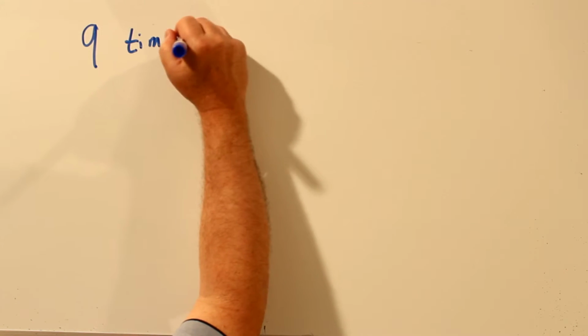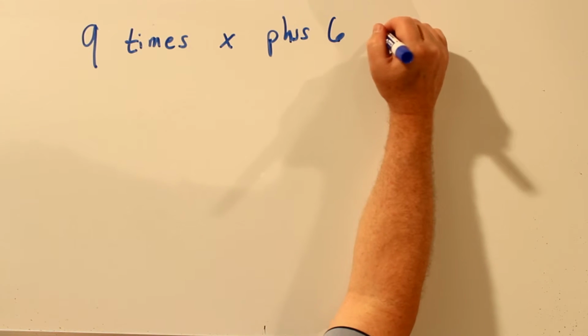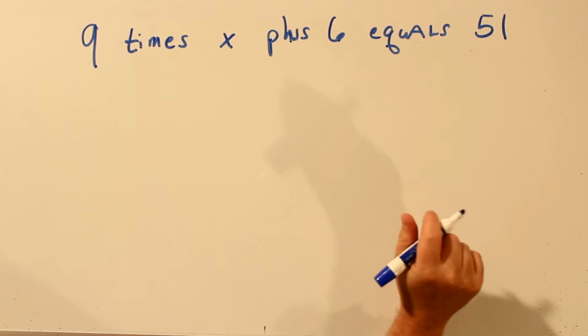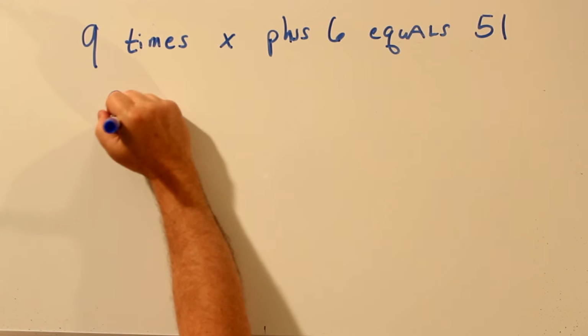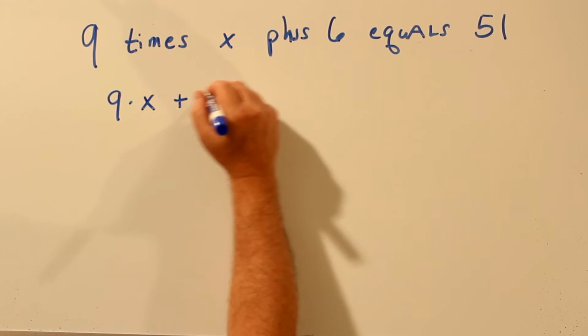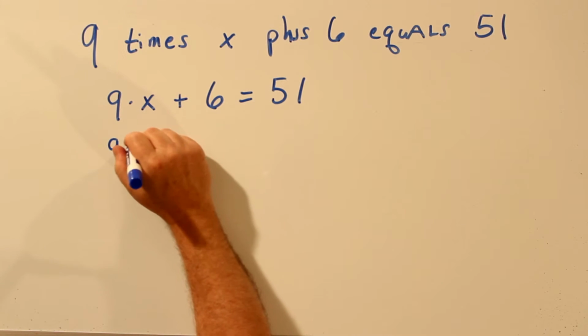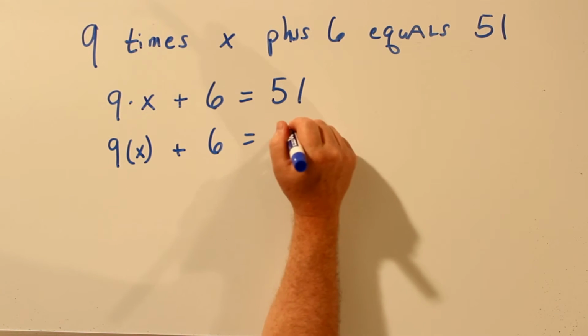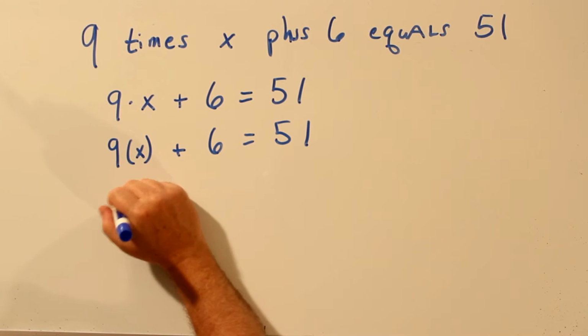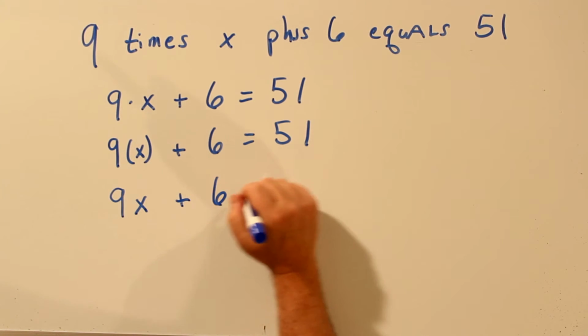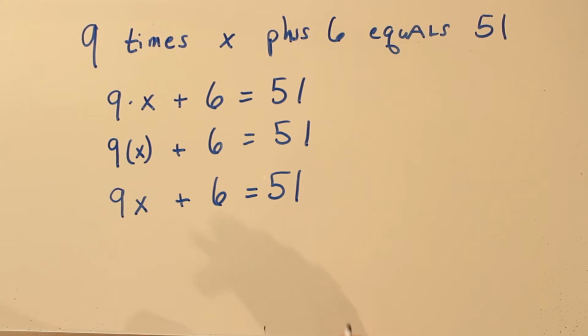Let's say we wanted to write 9 times x plus 6 equals 51. We could write that 9 dot x plus 6 equals 51. We could write it as 9 with the x in parentheses plus 6 equals 51. Or we could just write 9x plus 6 equals 51. All three are ways to represent multiplication in an equation.